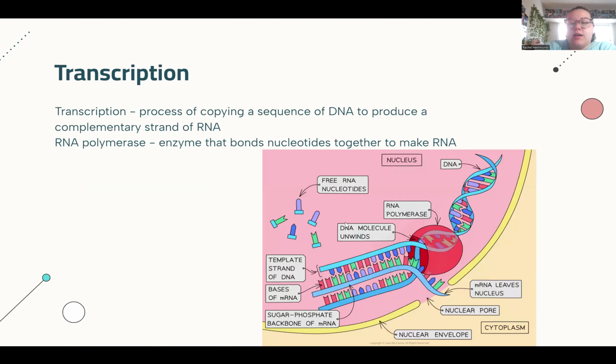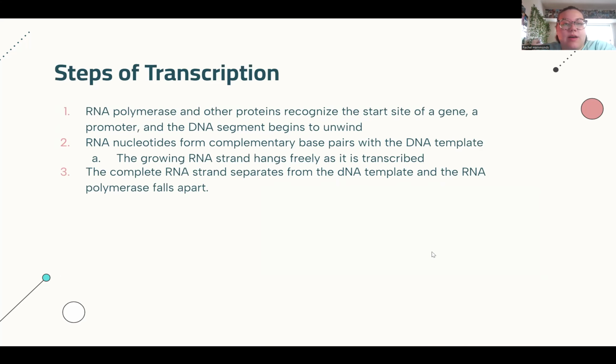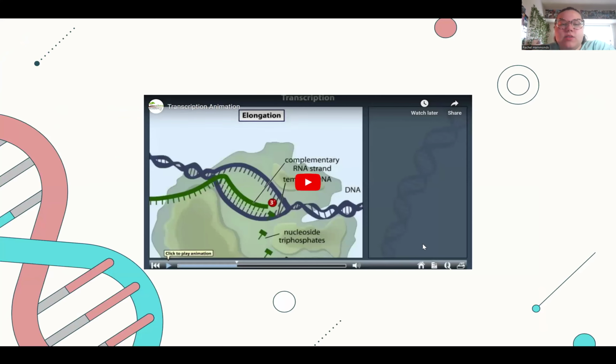So once it's complete, once it's all the way done, it's going to separate, and this RNA polymerase molecule here is just going to fall into pieces. It's going to disintegrate. This is a really good animation. We are going to watch it. This is going to talk us through transcription.